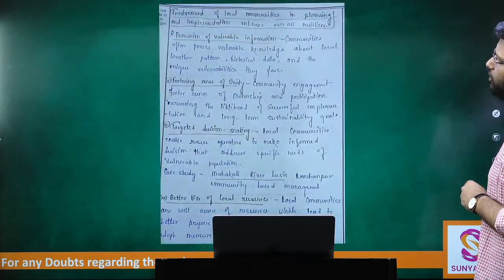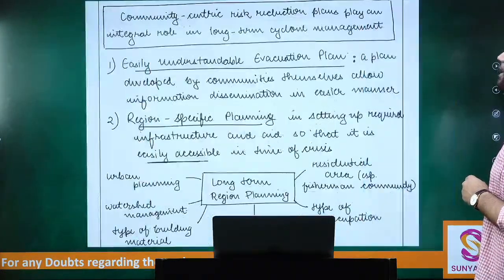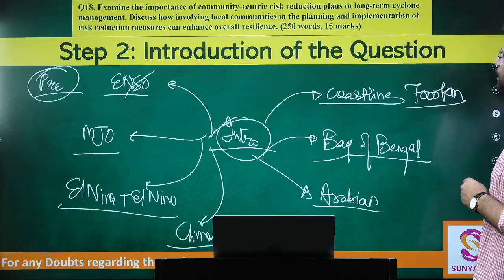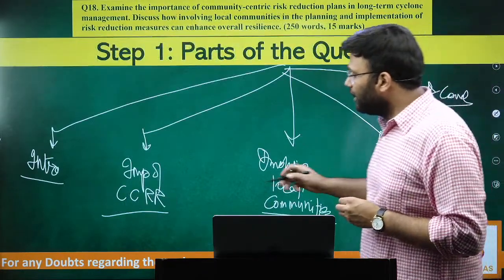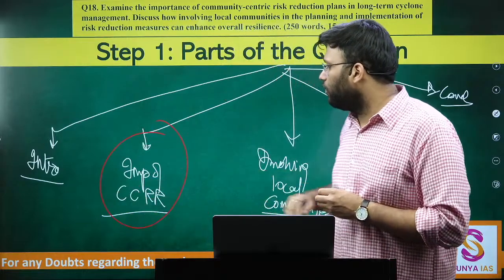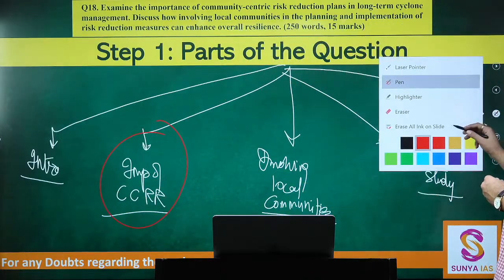अभी introduction में तो हमारे पास और नहीं है. So we will come back to the brainstorming and we will see what can be done. Now we will come to importance of community centric risk reduction.